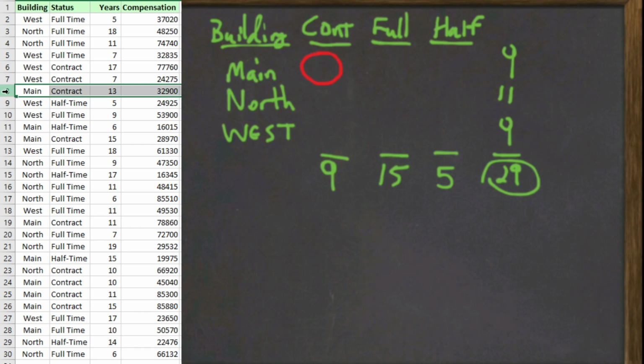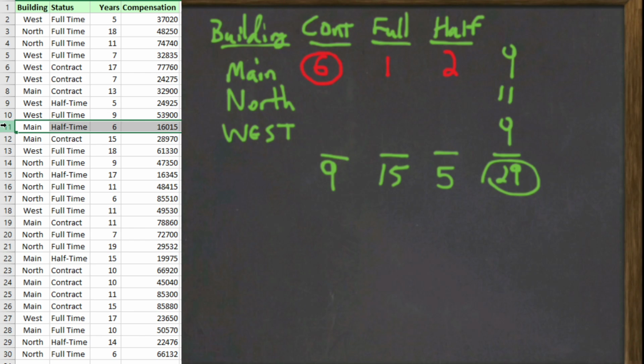So we can keep scrolling down. Here is main and contract. So that's 1. Here's another one. Here's a third. 4, 5, 6. So I count up 6. Okay, and so that goes in here. Similarly, we can count up main and full. Okay, and I think there's just the one. And then lastly, if we count up halftime and main, here's one, and here's a second, and that is it.